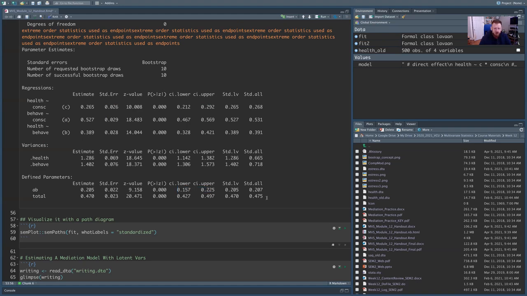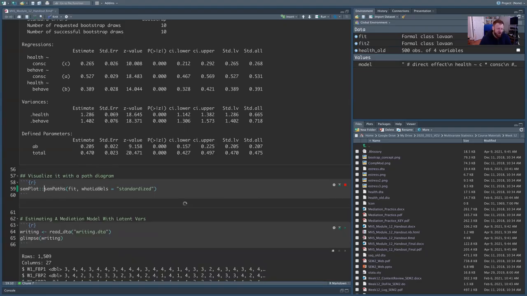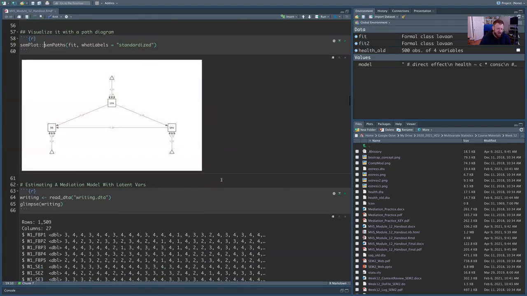We can also, using the semPlot package and the semPaths function, create a cool little visual of our model, which we call fit. And that's kind of neat. I love to put a picture in a mediation model. I think it's just really clear. So here is the relationship, and these are standardized estimates because I've asked for standardized.